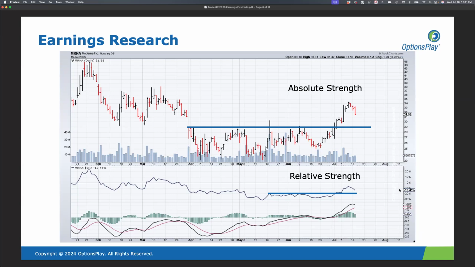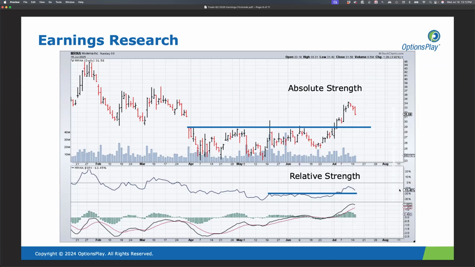You very well will miss out on some opportunities. There's no doubt about that. But the way that I look at things is very selective, and it gives me high conviction on the trades that I make, on the few that I do manage to find. So when I'm looking at earnings opportunities, I always look for two things from a technical perspective.